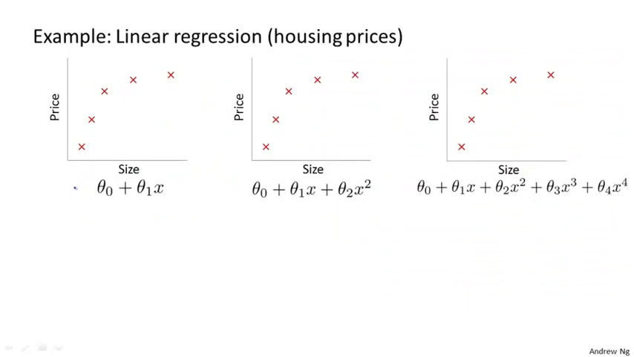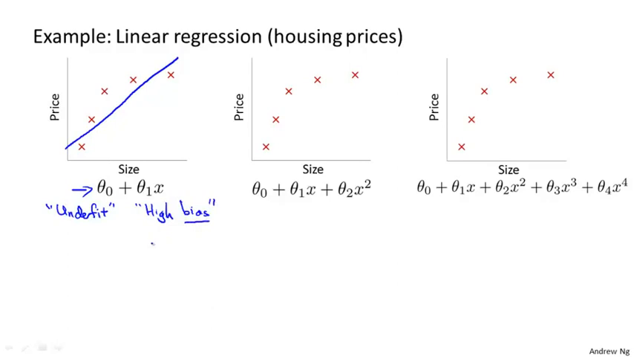One thing we could do is fit a linear function to this data, and if we do that, maybe we get that sort of straight line fit to the data. But this isn't a very good model. Looking at the data, it seems pretty clear that as the size of the house increases, the housing prices plateau or kind of flatten out as we move to the right. And so this algorithm doesn't fit the training set very well, and we call this problem underfitting. And another term for this is that this algorithm has high bias.